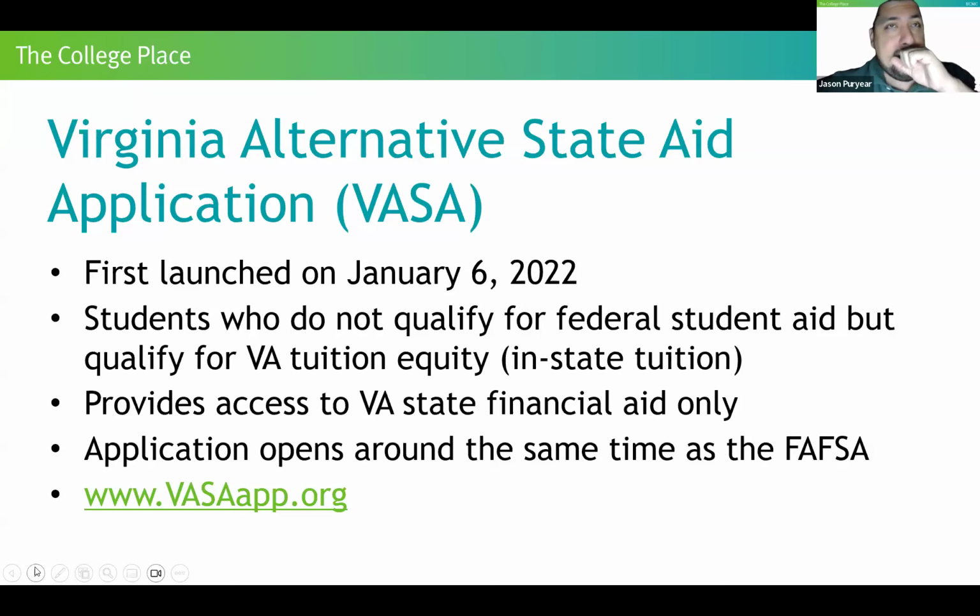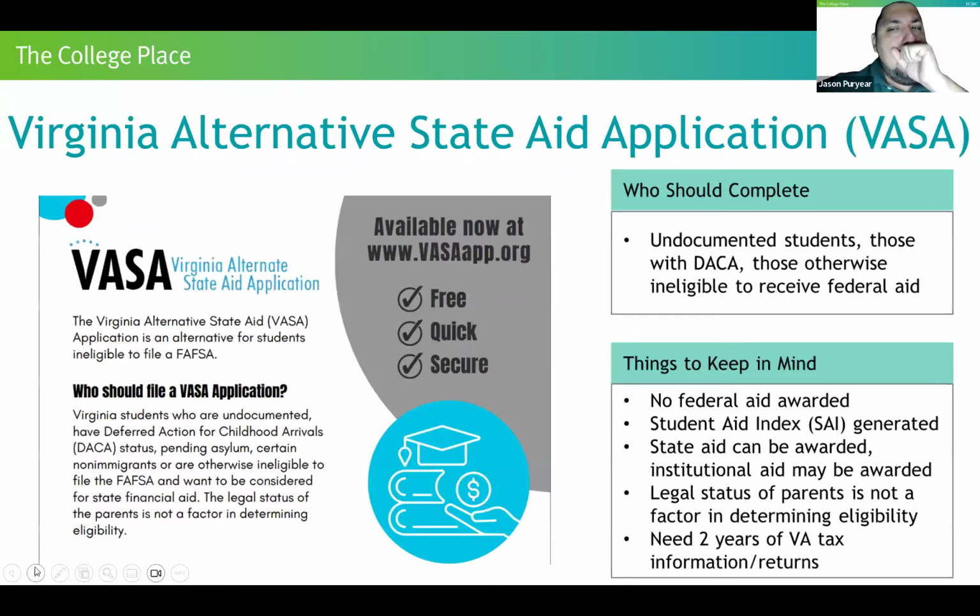I know this page says around the same time as the FAFSA, but the 26-27 VASA is not quite open yet. I imagine it should open up around the beginning of November, but I haven't heard anything specifically on that end. Again, it is for any student who is ineligible to receive federal aid, but they would get a student aid index similar to what the FAFSA will produce.